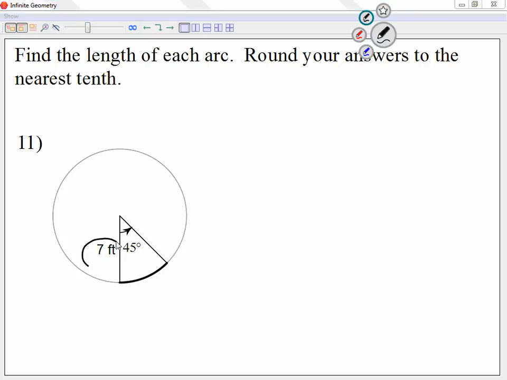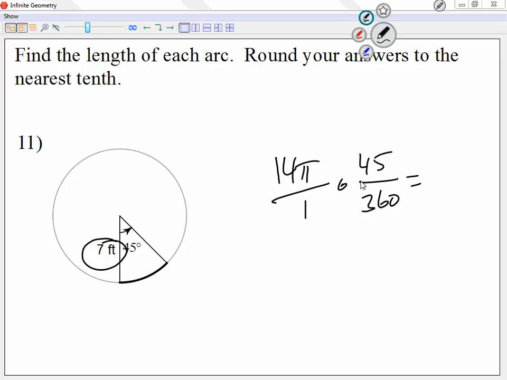Since my radius is 7, the length around the whole circle should be 14 pi over 1. And I'm going to multiply this by 45 over 360. If you have a simple calculator, just multiply. Don't worry about simplifying in this case. I'm going to go 14 times 45, which is 450 plus 180. So 14 times 45 happens to be 630 pi.